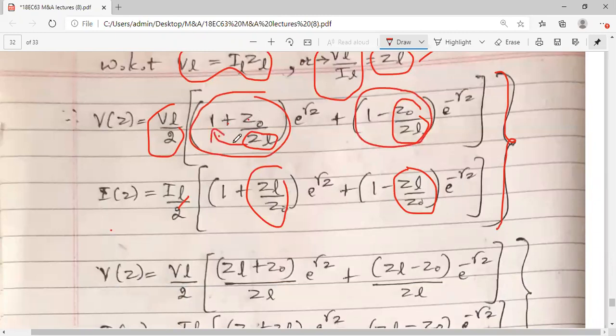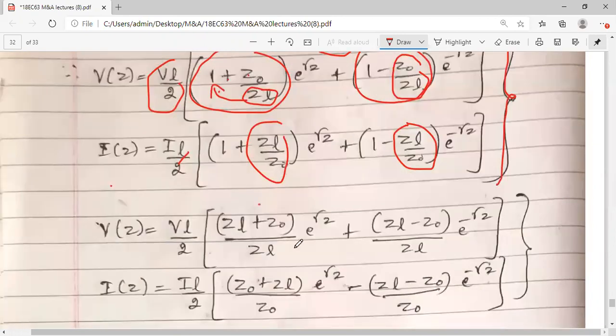multiply it, ZL plus Z naught by ZL, ZL plus Z naught by ZL, ZL minus Z naught by ZL, ZL minus Z naught by ZL, remaining all terms as it is. And in the current equation, check.